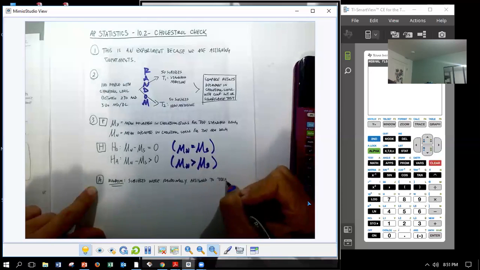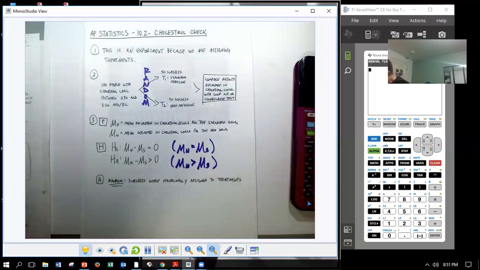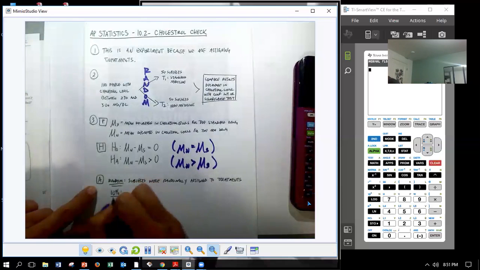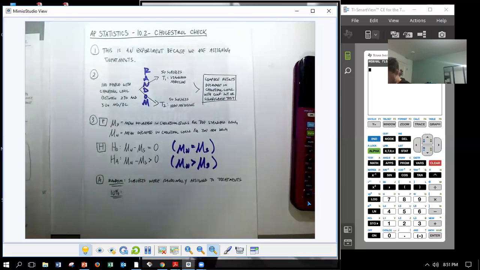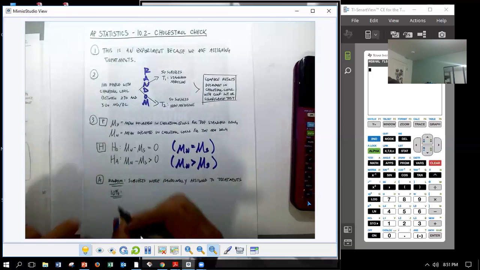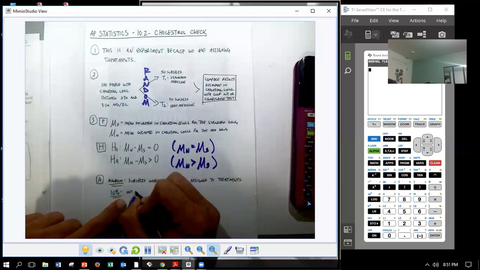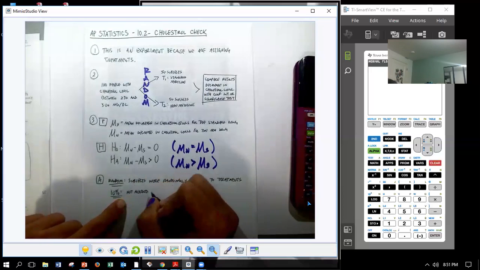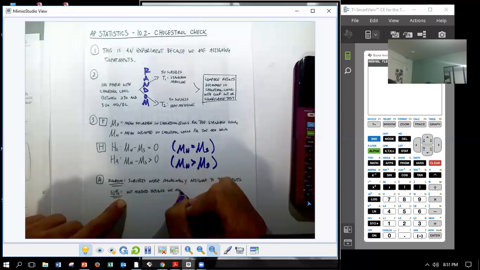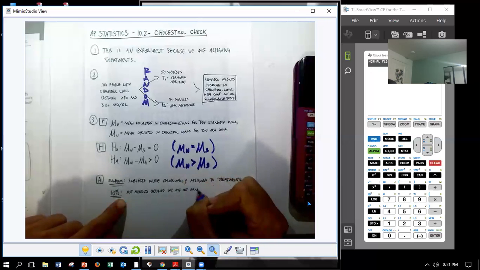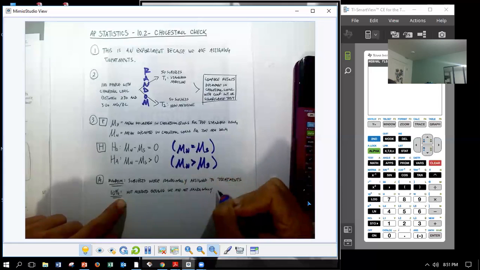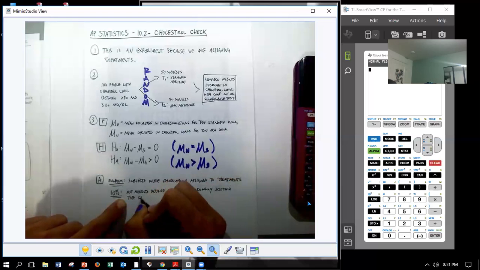But it's different than what we're used to checking for random. Right? And then we want the 10%. Remember, we talked about that the 10% isn't needed when we're not randomly selecting the sample, we're doing an experiment. Okay, it is an experiment.